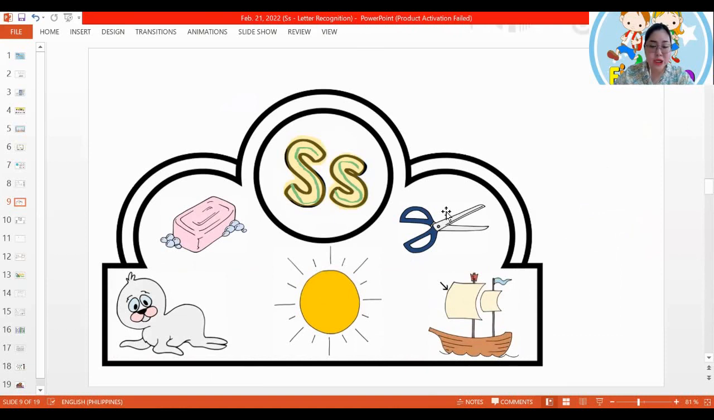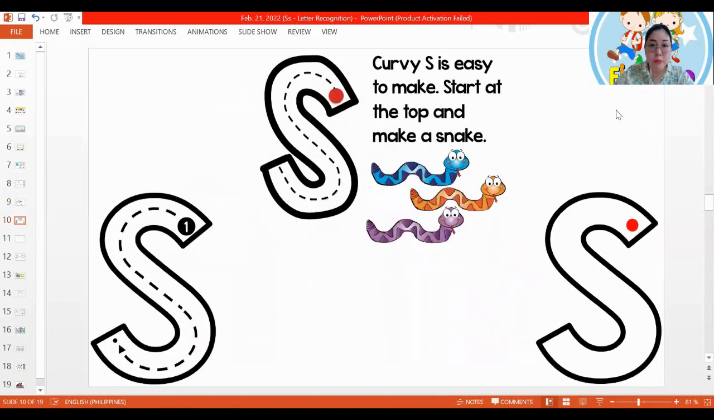Did everybody make their letter S hat? Very nice. So pack away your things, get your whiteboards and your whiteboard markers because we will be making our capital letter S. Curvy S is easy to make. Start at the top and make a snake. So the letter S, remember, looks like a snake. So let's start at the top. Everybody ready? Okay, let's start at the top. We make a curve. Then we go down.